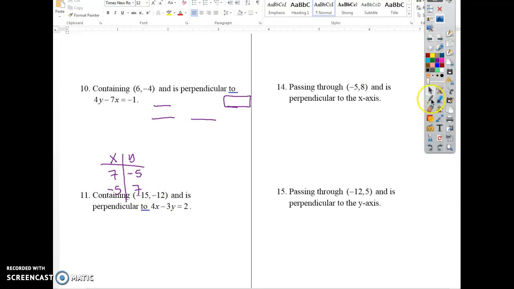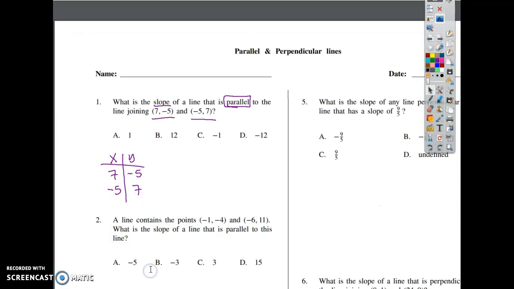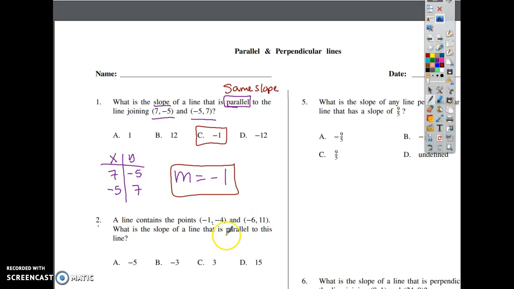So what I would do if I were you on the test tomorrow, I would say, okay, the slope of this one is -1. So the slope of a parallel line has to be what? The same. Same slope. So if the slope of one is -1, then the slope of the other one also has to be -1. That's all you're going to have to do on those type of problems tomorrow. Okay, same thing for number 2. You do stat calc 4, you find the slope, and then parallel means same slope.